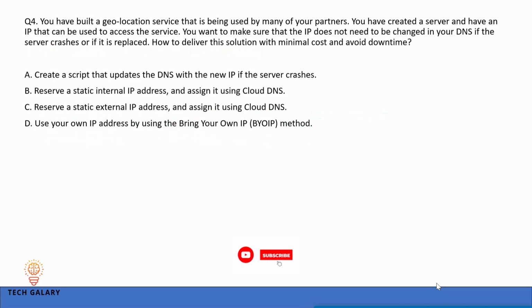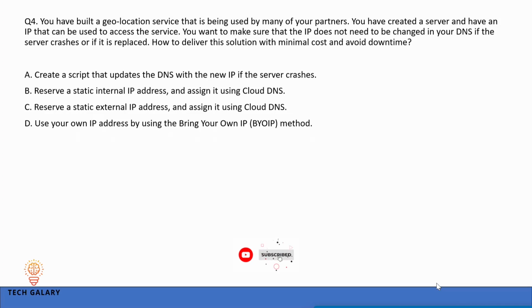Next question. You have built a geolocation service that is being used by many of your partners. You have created a server and have an IP that can be used to access the service. You want to make sure that the IP does not need to be changed in your DNS if the server crashes or if it is replaced. How to deliver this solution with minimum cost and avoid downtime?